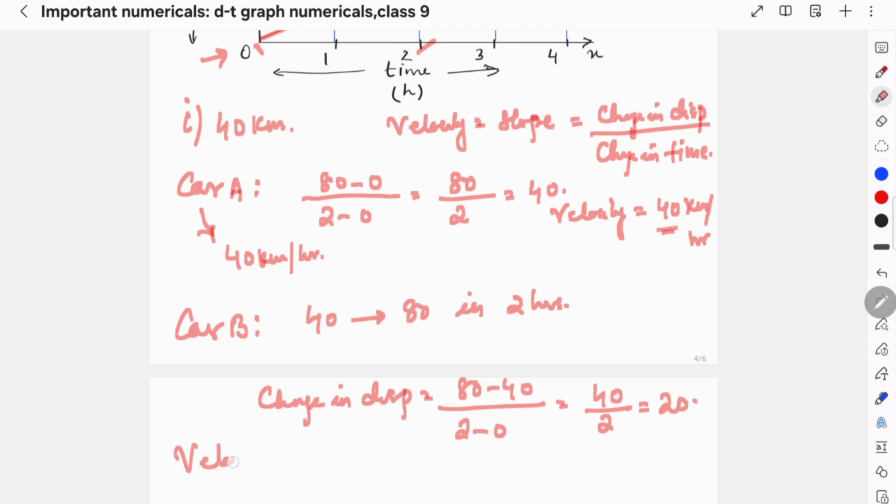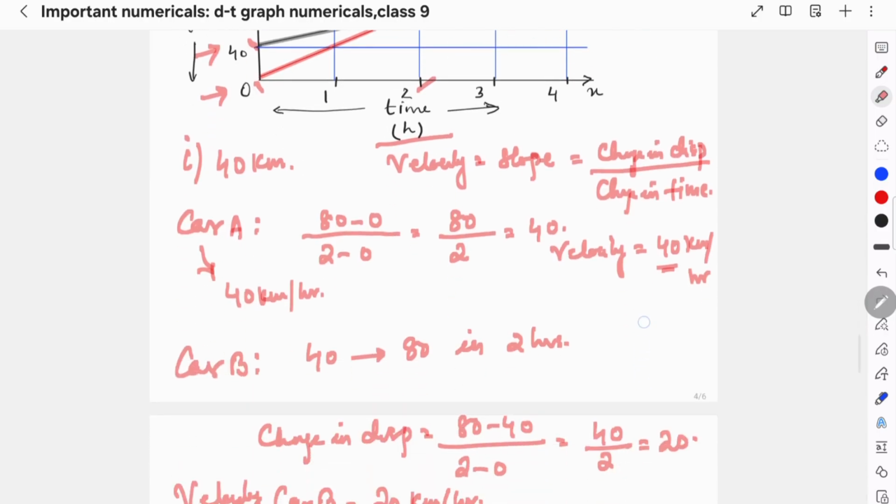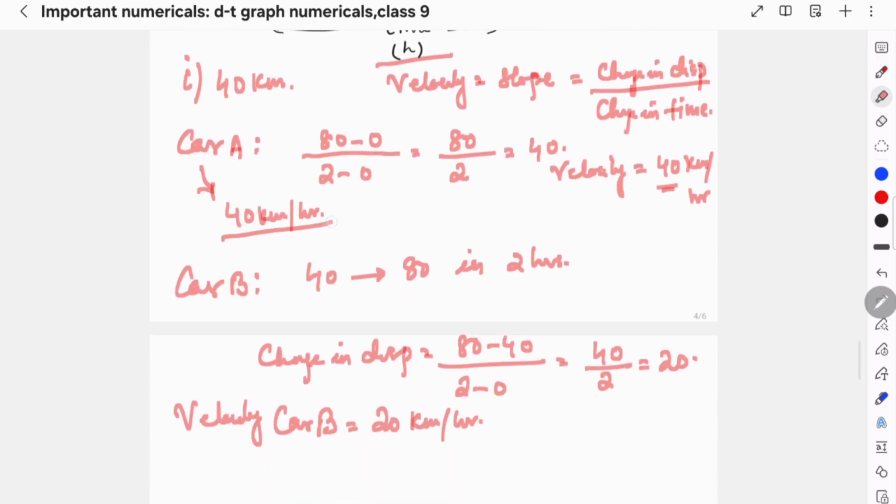So velocity for car B will be 20 kilometers per hour, because the distance is given in kilometers and the time is in hours. So car A has a velocity of 40 km per hour, car B has a velocity of 20 km per hour. Okay. So this is change in time.